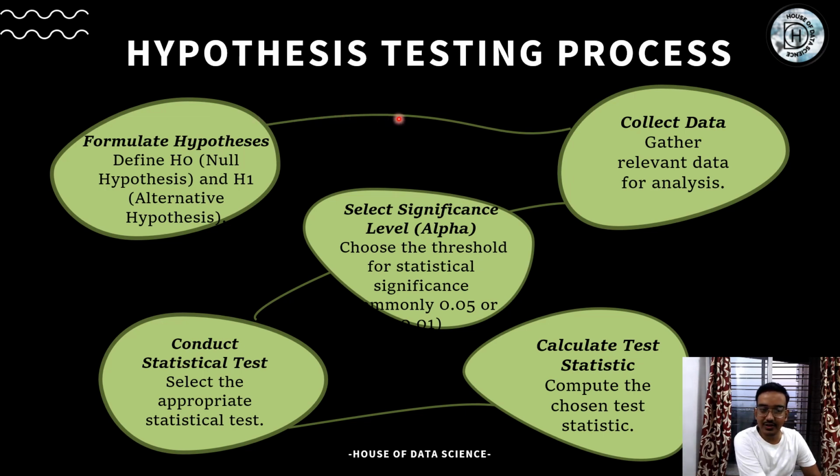Now, once you have formulated your hypothesis, you collect the relevant data for analysis. After that, we decide a threshold for alpha, the significance level. We decide the significance level, which is commonly 0.05 or 0.01. In most cases, 90 to 95%, it is 0.05. Then we conduct a particular statistical test, like the z-test or other tests, and we find whether the result is lower or higher than the significance value. So we calculate the test statistic.